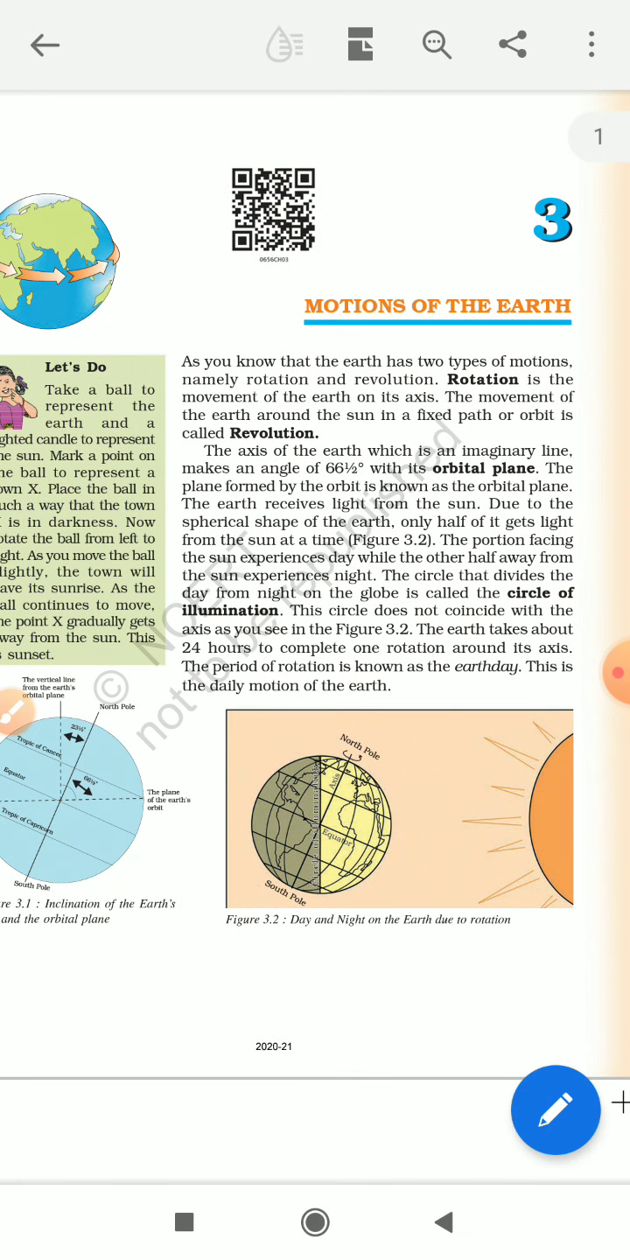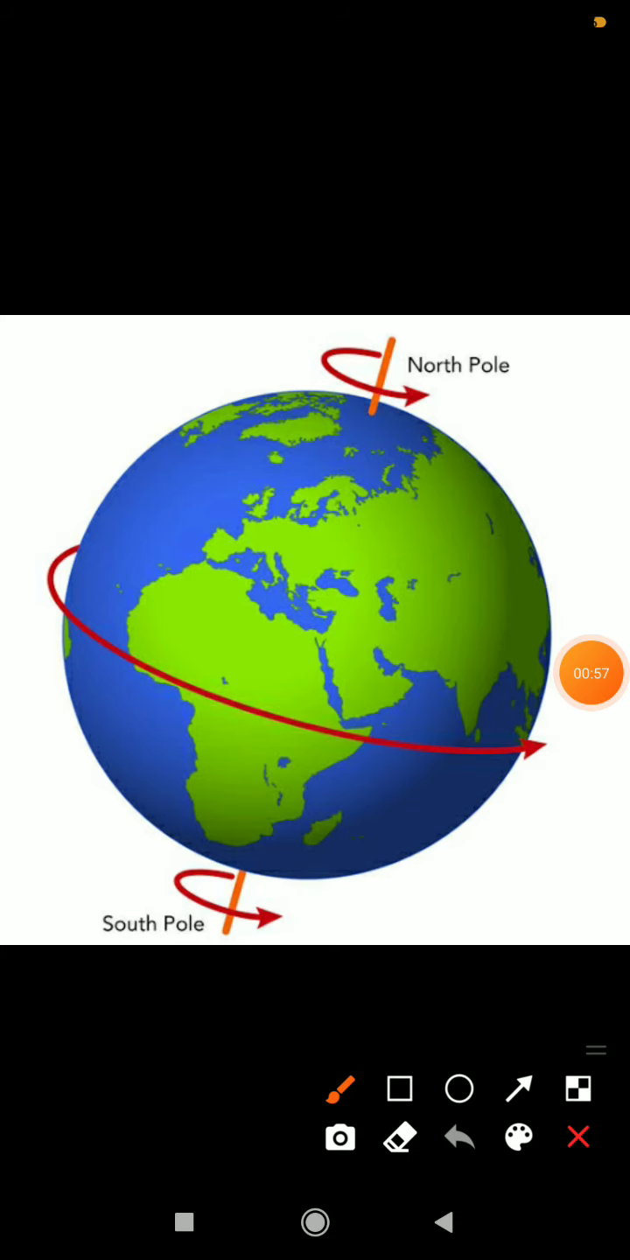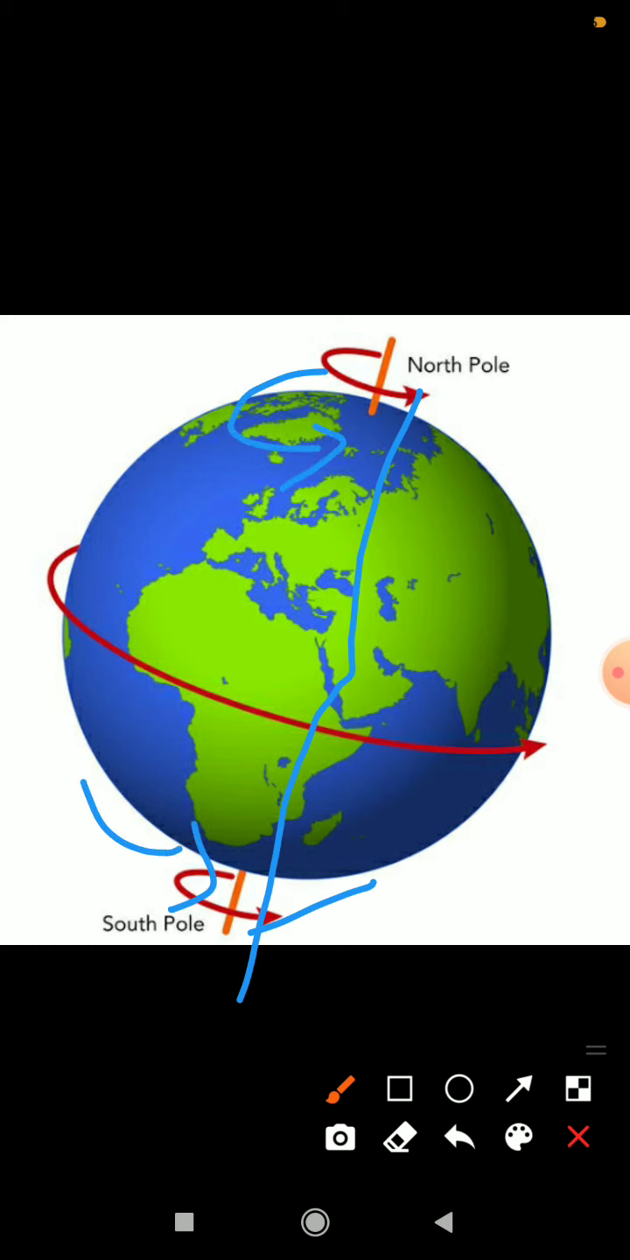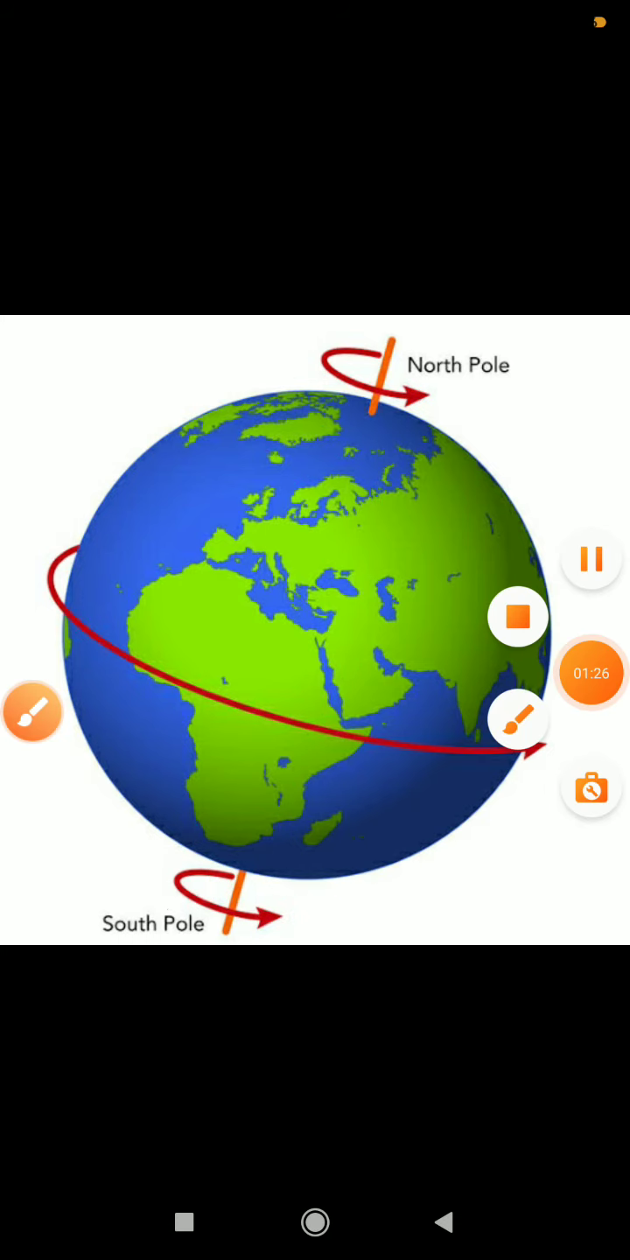The first type of motion of the Earth is called rotation. Rotation is the movement of the Earth on its axis. To understand rotation, we can simply spin the globe, and this spinning movement of the Earth is called rotation. So in this picture, you can see this is the axis of the Earth, and the Earth is spinning on its axis. So this motion is called the rotation of the Earth.